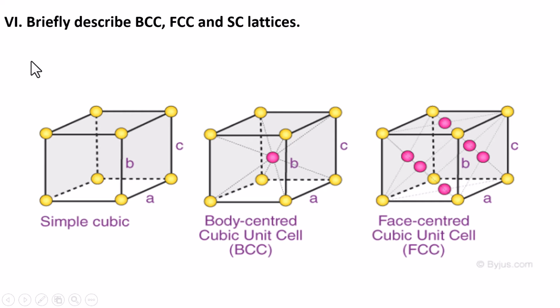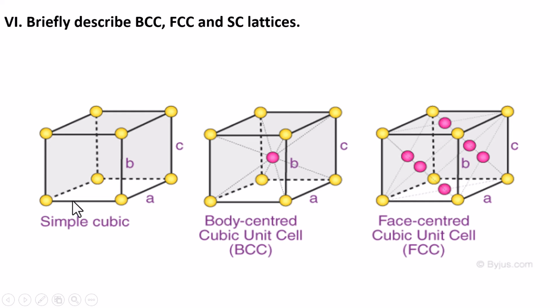Next question, briefly describe BCC, FCC and SC lattices. BCC means body-centered cubic crystal. FCC means face-centered cubic crystal. SC is simple cubic crystal lattice. That is the full form of the different names. Here the first one is a simple cubic. Simple cubic means the lattice parameters a, b, c are equal. You can see a, b, c. In a cube, all parameters are equal, and the angles between these parameters are also 90 degrees.